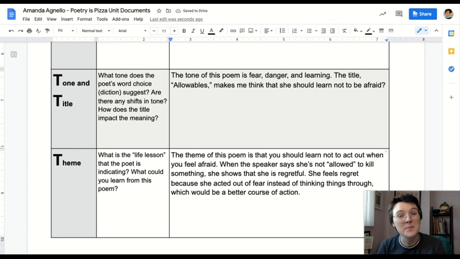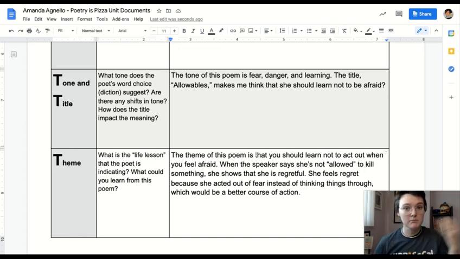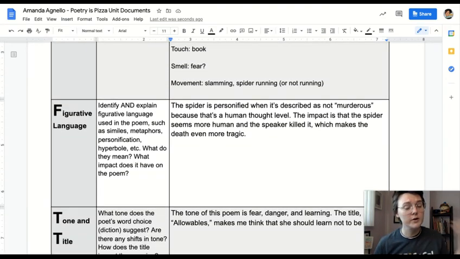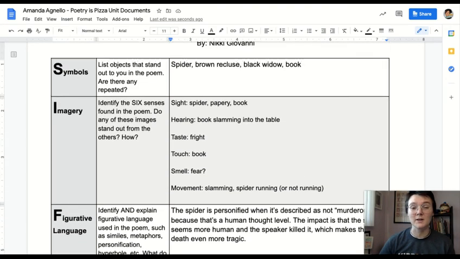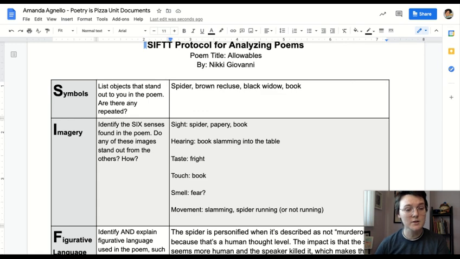And now I'm done. So you want to make sure that your SIFTT looks like mine. All you're doing as you're doing a SIFTT is following the directions on the left-hand side, or that you put in your notes, and breaking down the poem into littler pieces that you can manage.